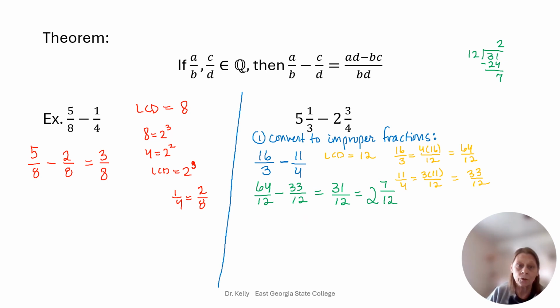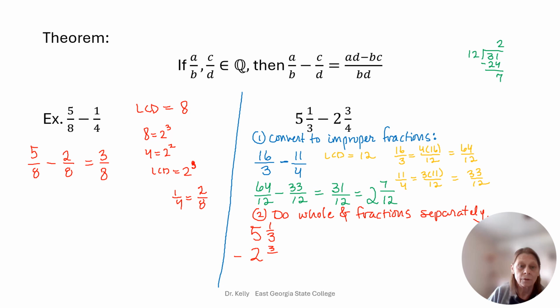The other way is to do the whole numbers. Okay, and to do that, it's helpful to kind of stack them like this a little bit. You're going to see a lot of this kind of stuff. Okay, so we'll have the 5 minus 2, which is 3. And then we'll have the 1/3 minus 3/4.